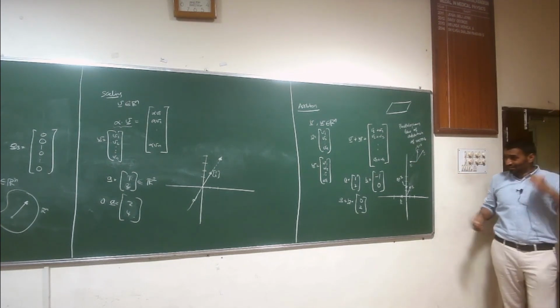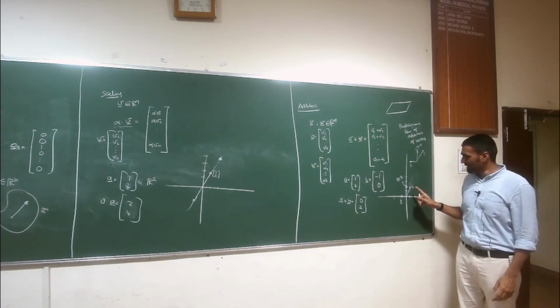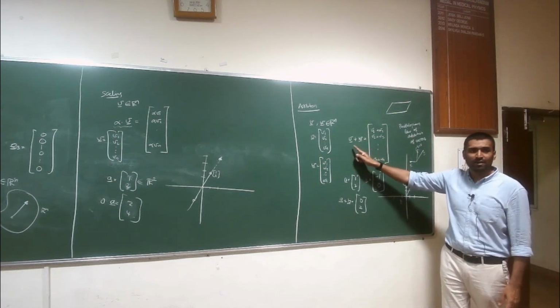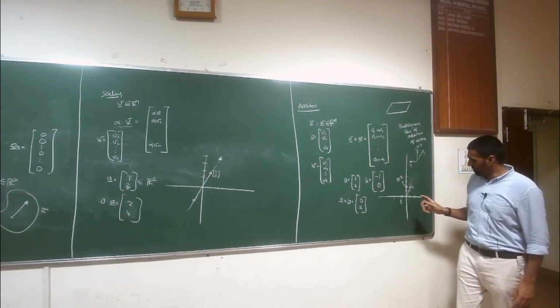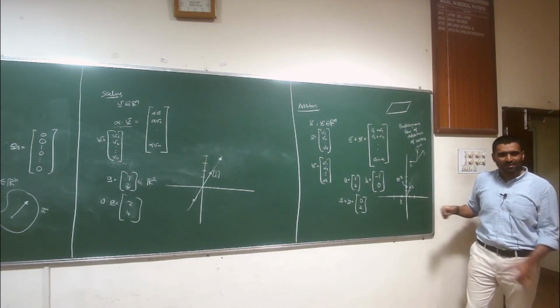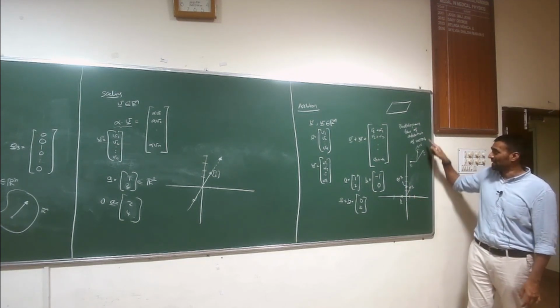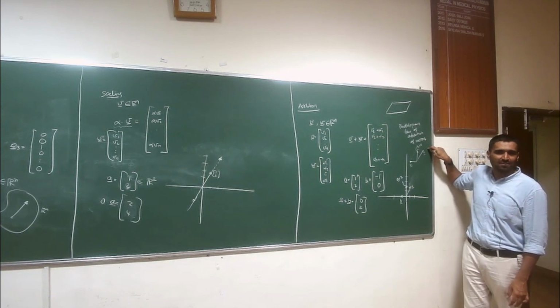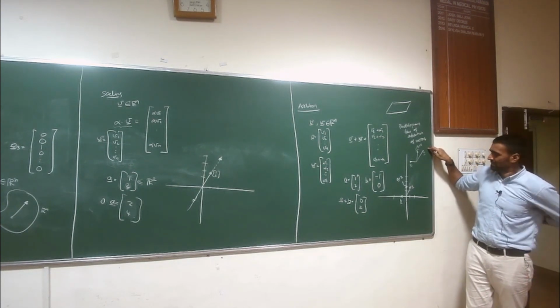Yeah. So that's what is happening here. When you do the algebraic operation of adding two vectors, what you're doing geometrically is the parallelogram. You're applying the parallelogram law of addition of vectors.